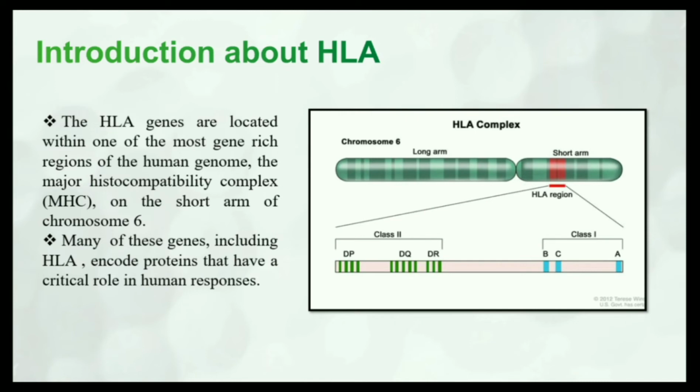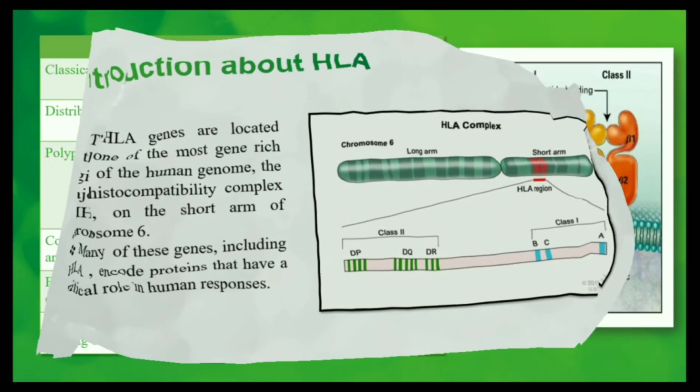The human leukocyte antigen genes are located within one of the most gene rich regions of the human genome, which is called the major histocompatibility complex, MHC, on the short arm of chromosome 6. Many of these genes, including HLA encoded proteins, have a critical role in human immune responses. In this diagram, the short arm of chromosome 6 has a region of HLA genes, and it comprises class 1 and class 2. Class 1 includes A, B, C, and class 2 includes DP, DQ and DR.